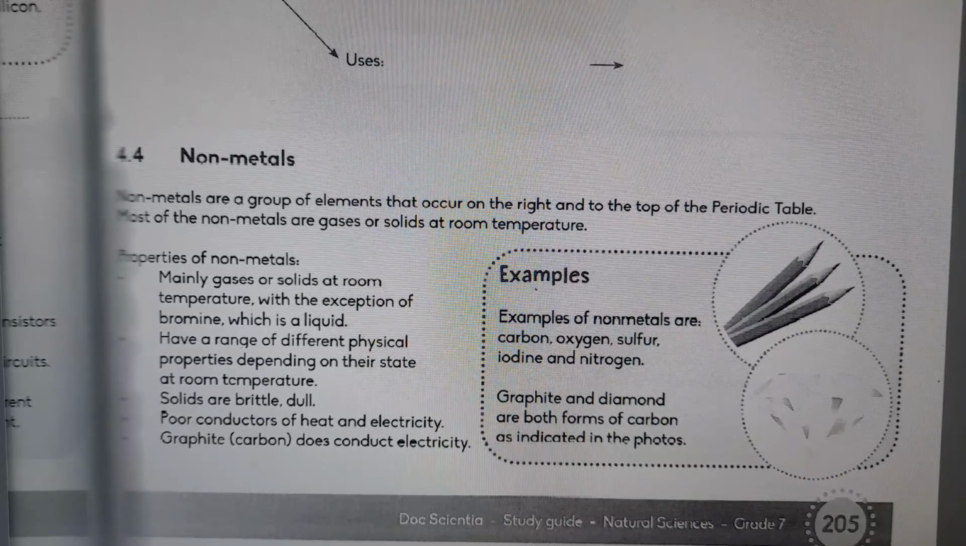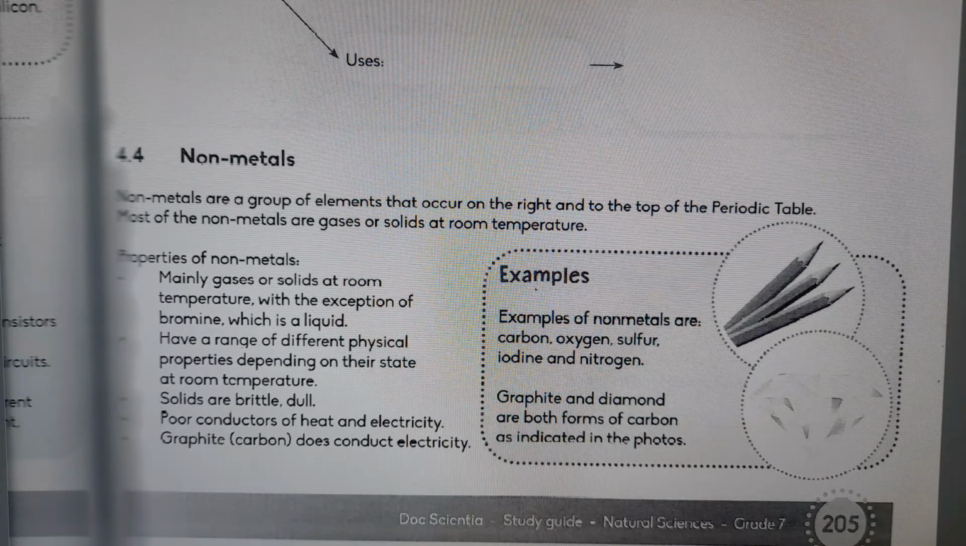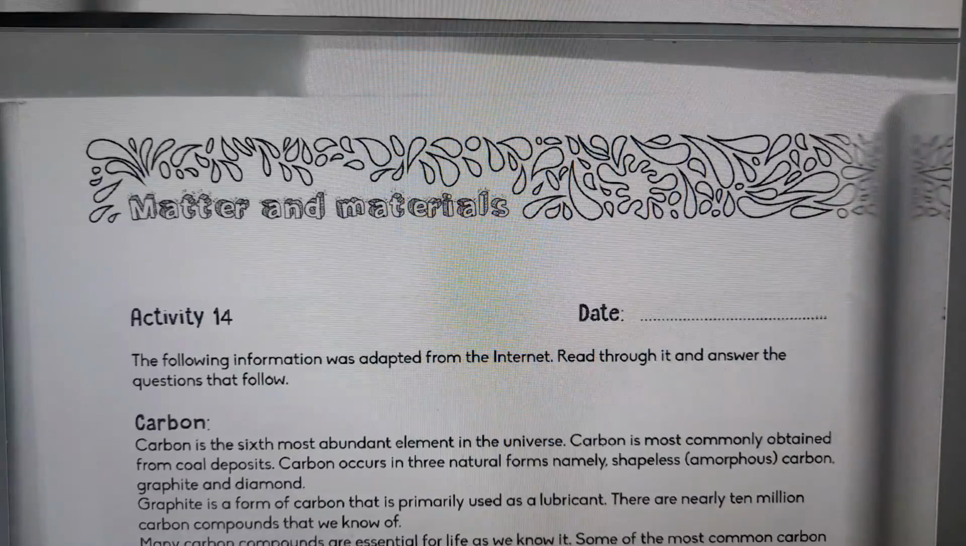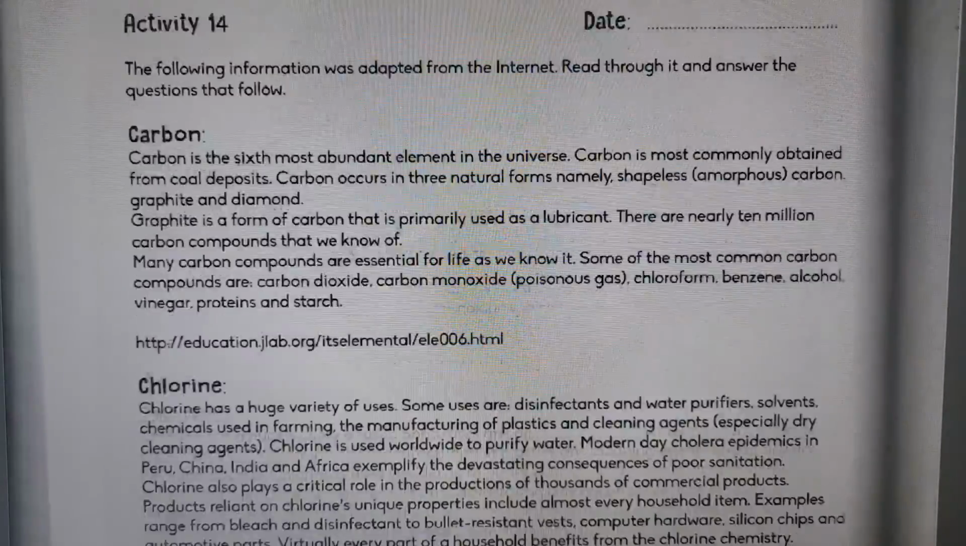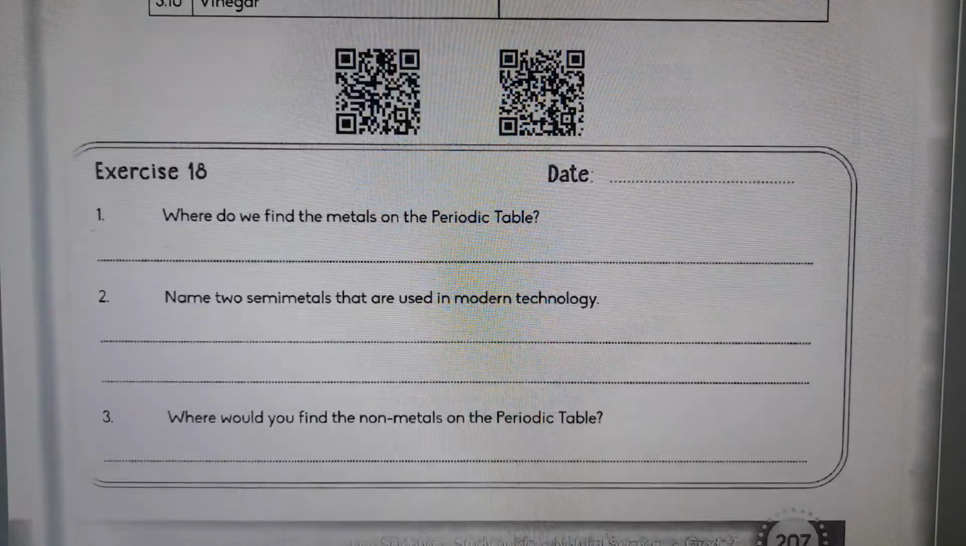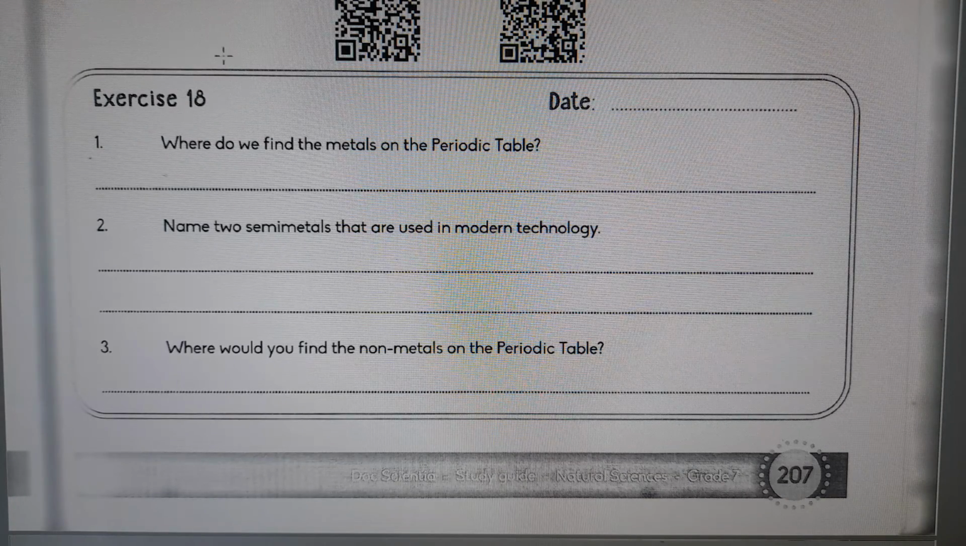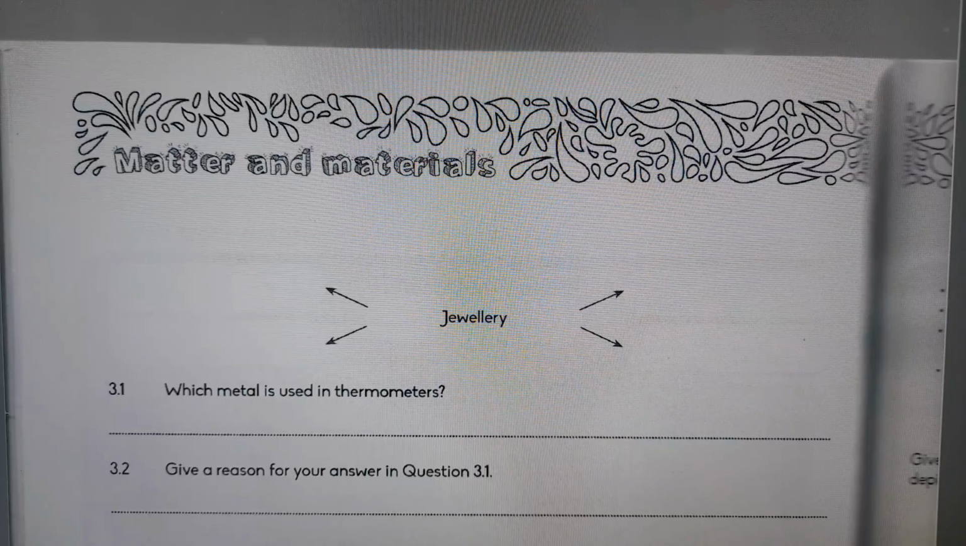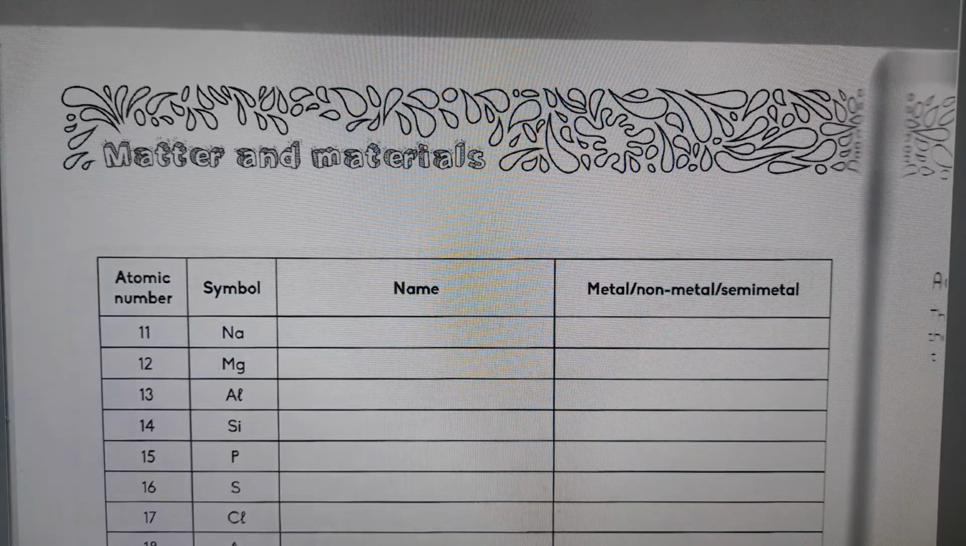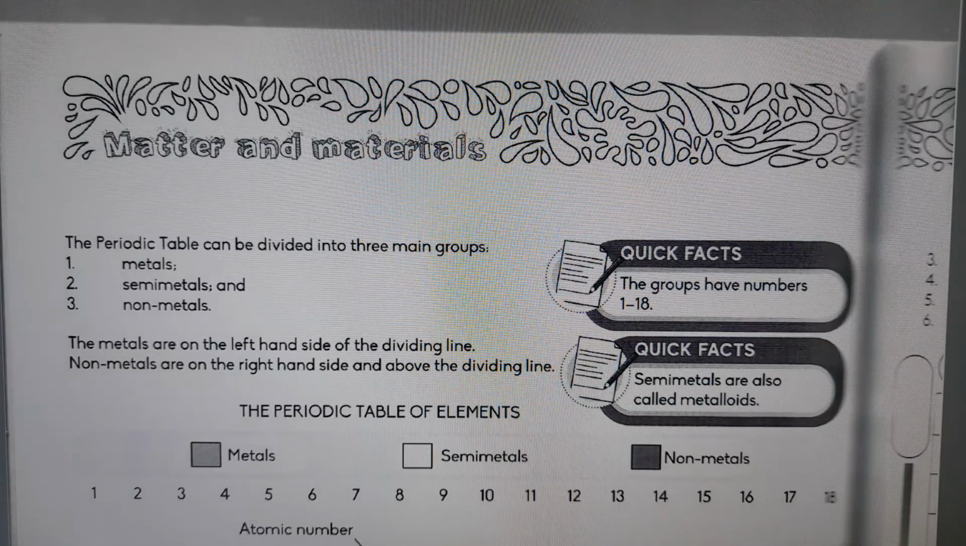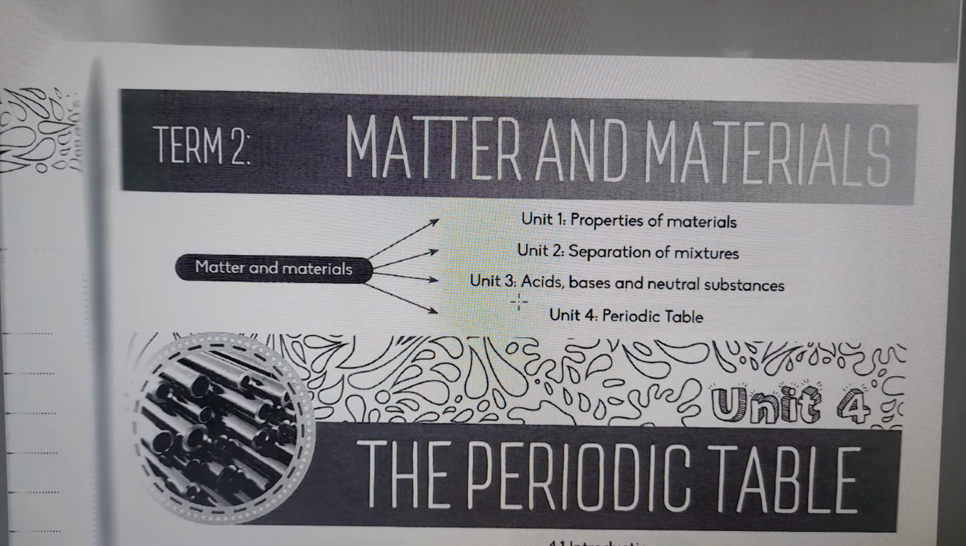This brings us to the end of our lesson. So you can do the following: activity 14 and exercise number 18. And that will take us to the end of unit number 4, which is the last unit of term 2 on the periodic table.